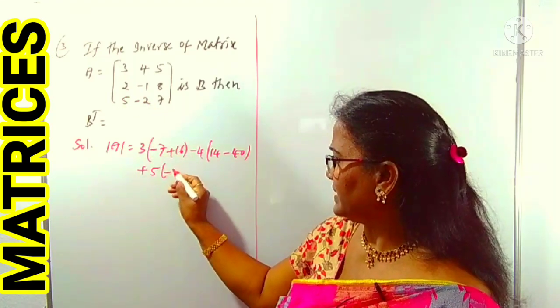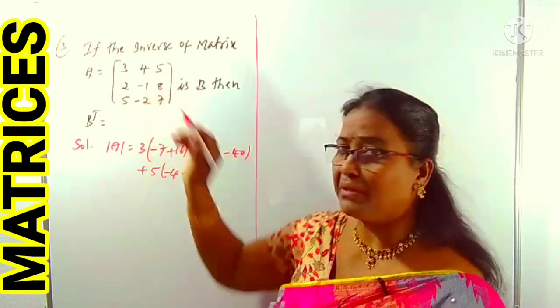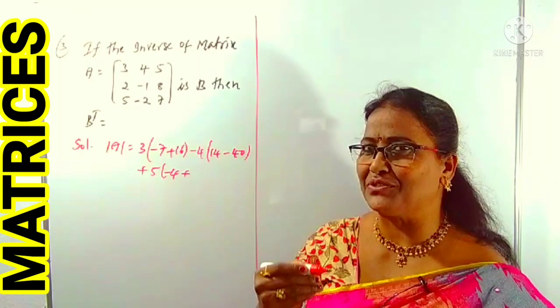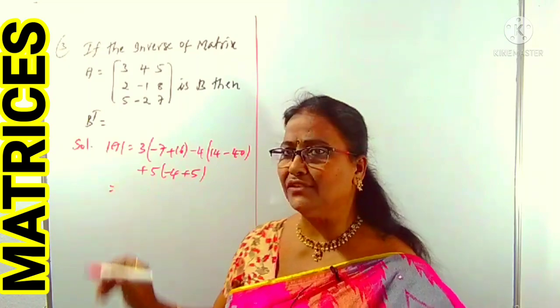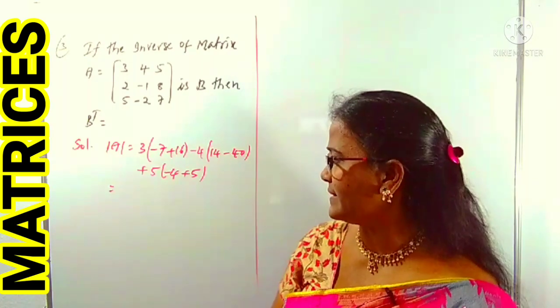2 into minus 2 minus 4 with the plus 5. 5 into minus 1 is minus 5. You know, in the middle we are using the plus minus sign, minus or minus plus 5. So to find the inverse, first you have to find the determinant of the matrix.